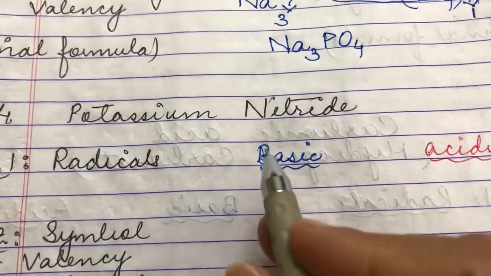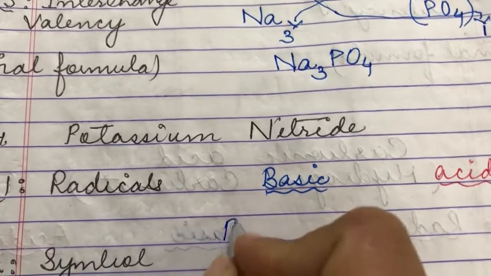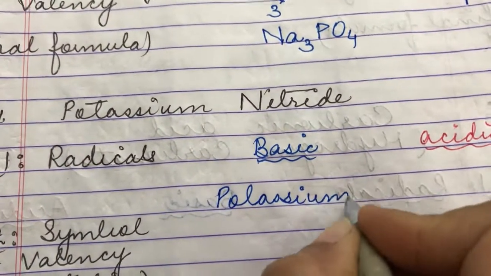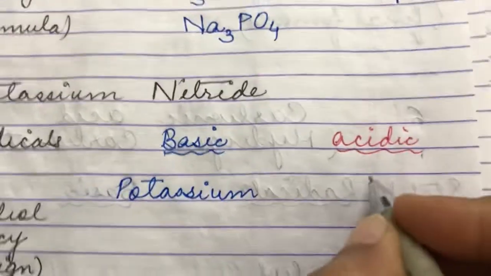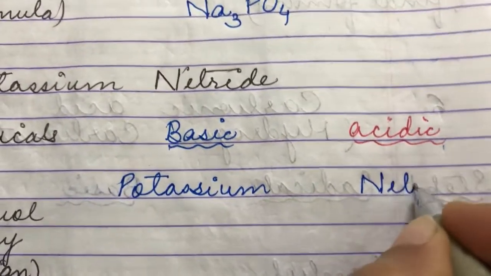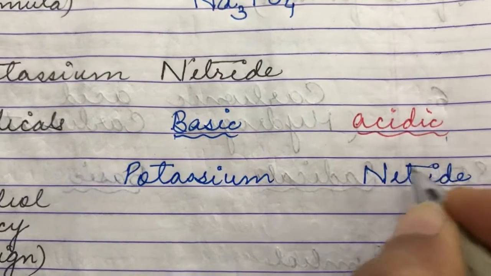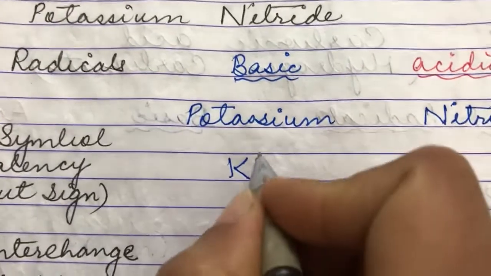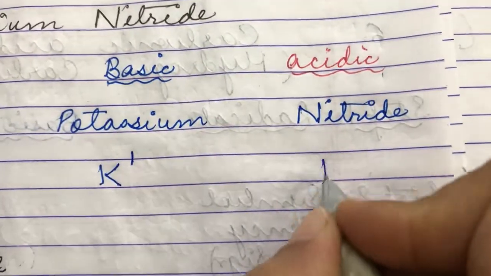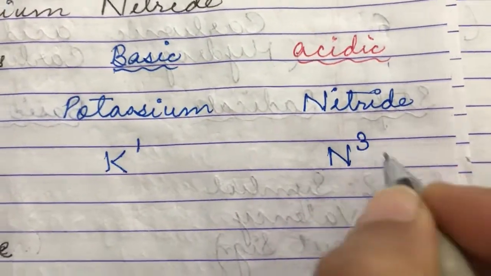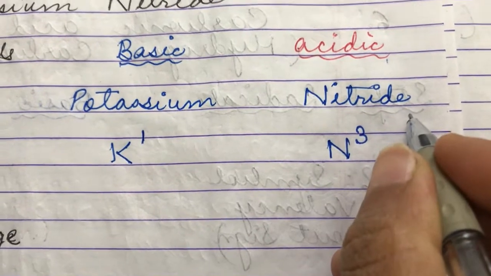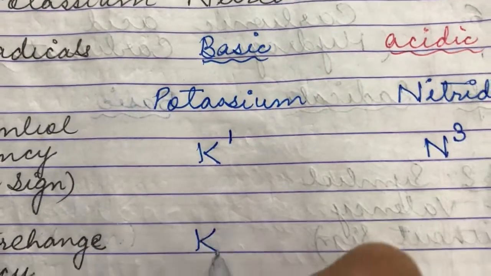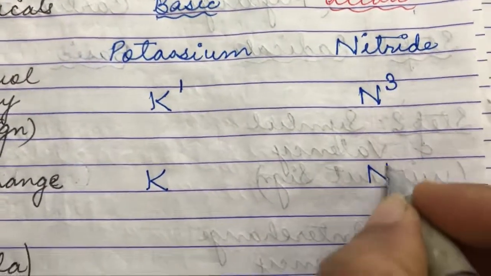Coming to potassium nitride now. So here the basic radical present in potassium nitride is potassium. The acidic radical present here is a nitride. So we write it like this. Symbol of potassium is K, its valency is 1. Nitride is N, its valency is 3. It is a nitride, children. Do not get confused with nitrite. It is N3 negative. So on interchange, K is written as it is, N is also written as it is.